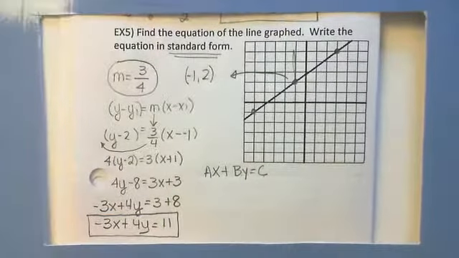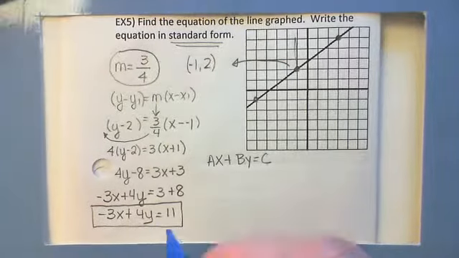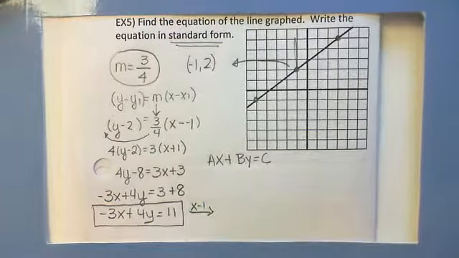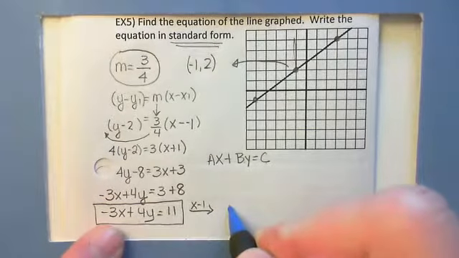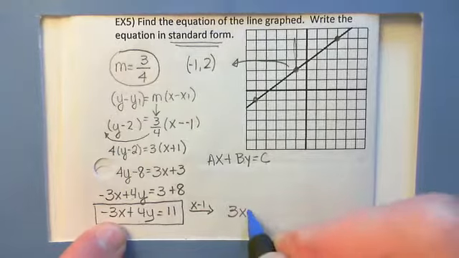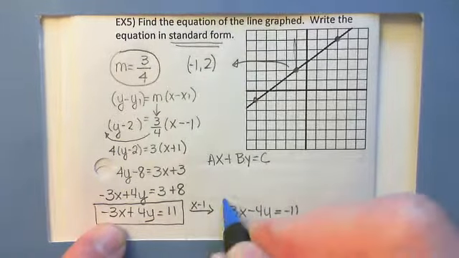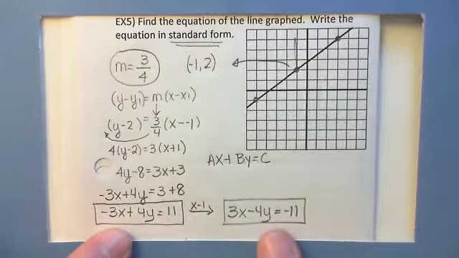Okay. Now, if this was a multiple choice test and you don't see this as one of the possible multiple choices, what you can do is multiply everybody by -1, and if I multiply everybody by -1, this becomes -3x minus 4y equals -11. So the final answer could be written this way or this way.